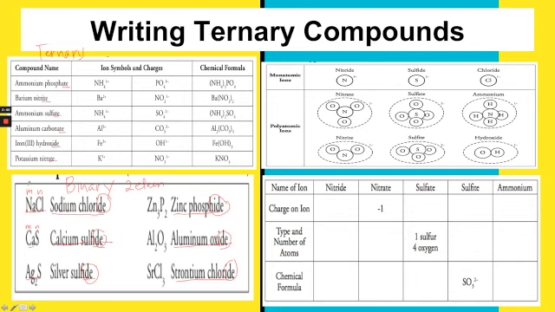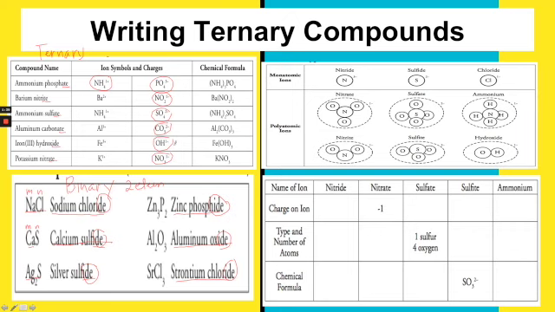A ternary compound is made of three different elements or more. Three or more. It's made of one metal and one polyatomic ion. And what are those polyatomic ions? We have here ammonium, phosphate, nitrite, sulfate, carbonate, hydroxide, and nitrate. These are the polyatomic ions. And what are polyatomic ions? Polyatomic ions are a group of atoms that act as one and carry a charge.